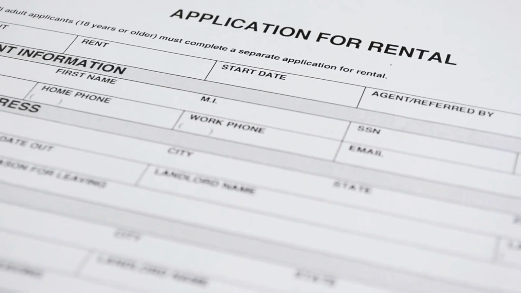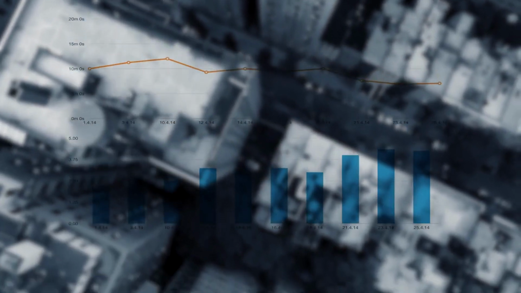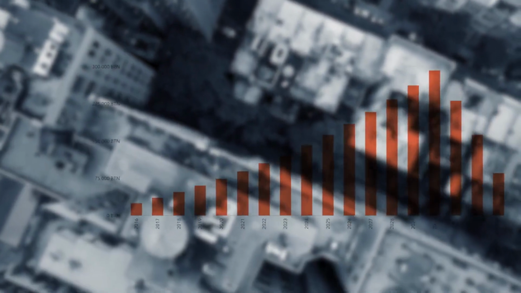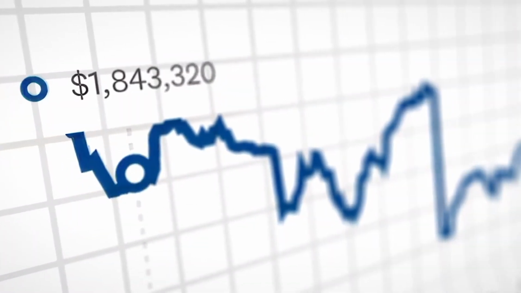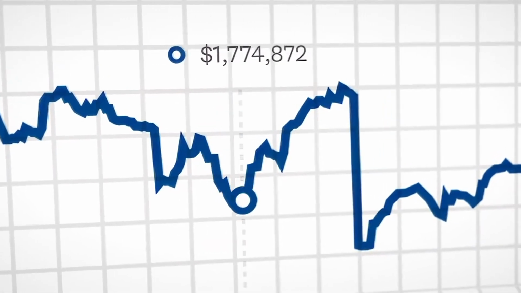Understanding rental property metrics. When evaluating a rental property, it's essential to consider key metrics that can provide valuable insights into its performance and potential profitability. Three crucial metrics to focus on are cap rate, cash-on-cash return, and gross rent multiplier.